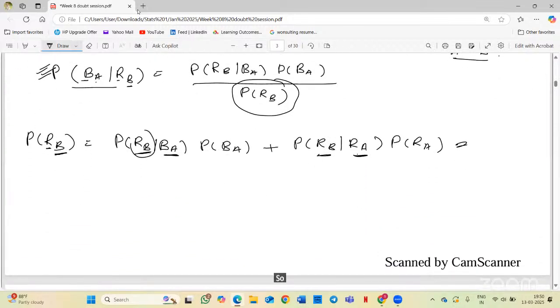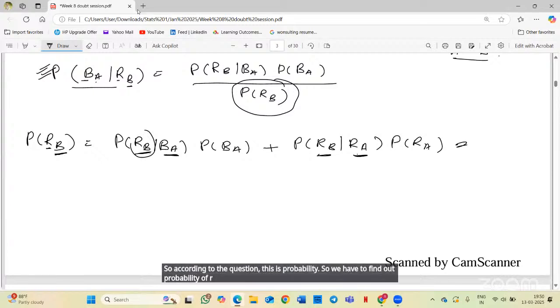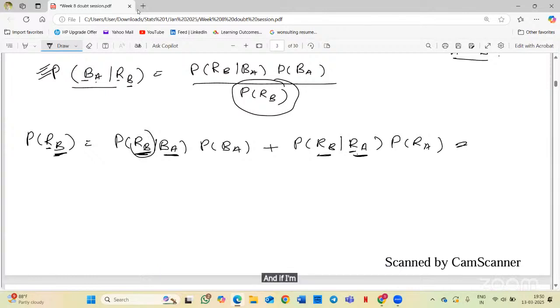So according to the question, this is the probability. We have to find out the probability of RB, that means choosing a red ball from box B. So there are two conditions, right? The first condition is if I'm transferring a black ball, what is the probability of getting a red ball from box B? And if I'm transferring a red ball, what is the probability of getting a red ball from box B? Correct? Now, from here, probability of BA.